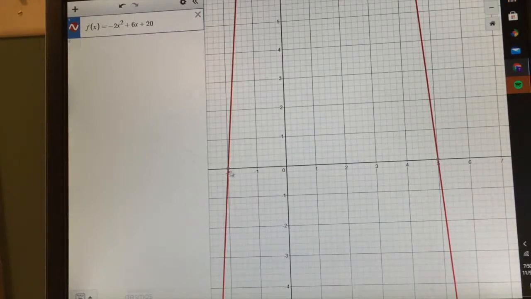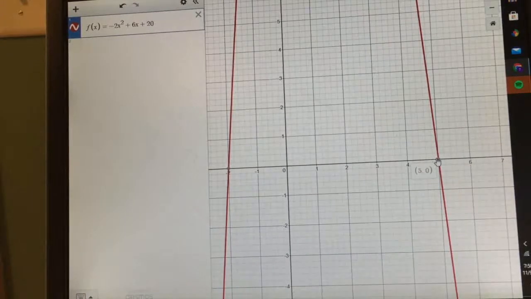So that happens when x goes from negative 2 to 5. So I'm going to write that. Now it does not include negative 2 or 5. So f of x is greater than 0. I'm going to put parentheses negative 2 comma 5 to put that in set notation.